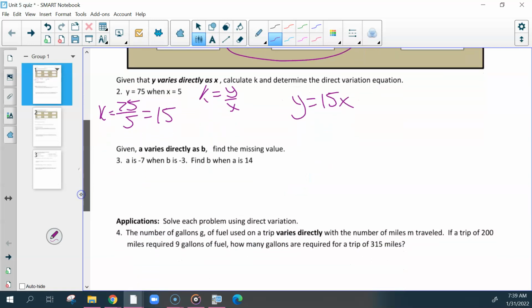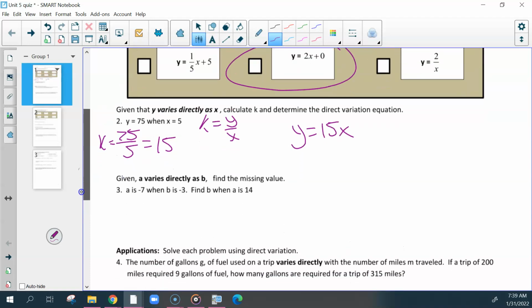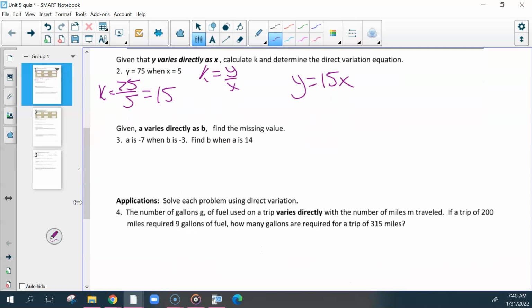Number 3, you could have done this one of 2 ways. With this one, I'll do this one way, I'll do the next one a different way. If you need to see the other way, just let me know. So this one I'll just do by cross multiplying or setting up our proportions. A varies directly with B, that would be like our y and our x. So this would be -7 over -3 is going to equal A is 14 and B we're looking for B. So you can set it up this way, cross multiply and find B.